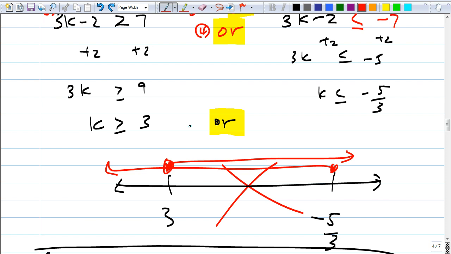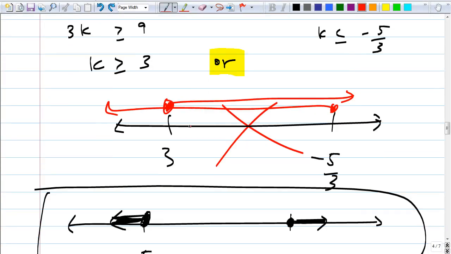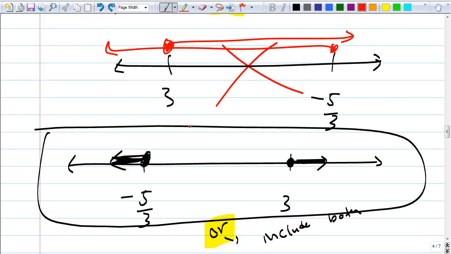Okay, so what should the answer be? All real numbers less than or equal to negative 5 over 3 or greater than or equal to 3. Correct. And it should look something like this, right? OR means we want solutions of either one of these, so we include both of the solutions, right? How many people got this? That's your answer. Does that make sense?